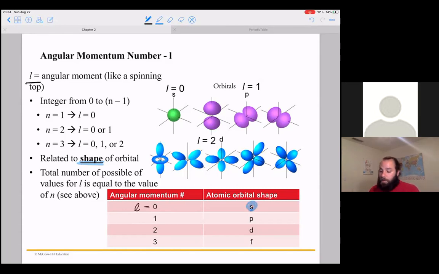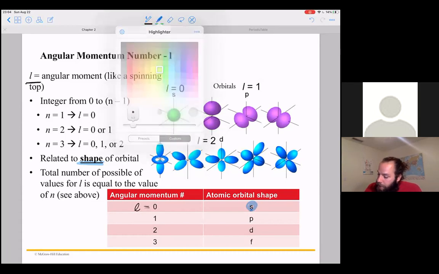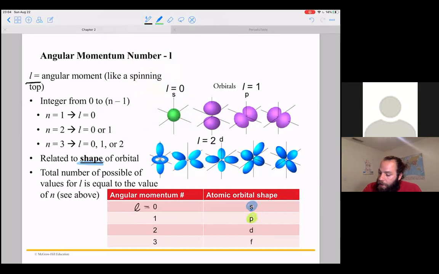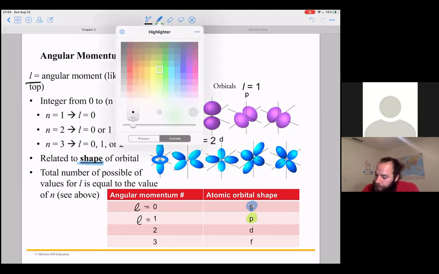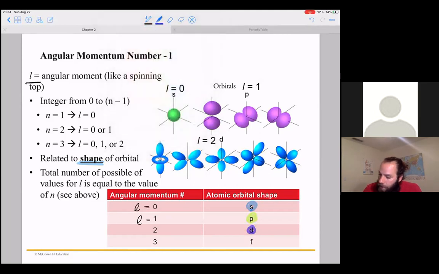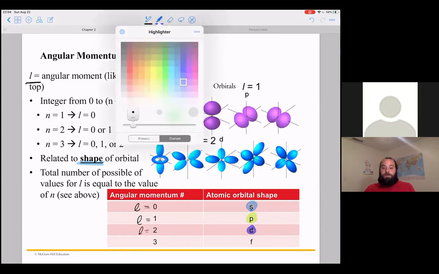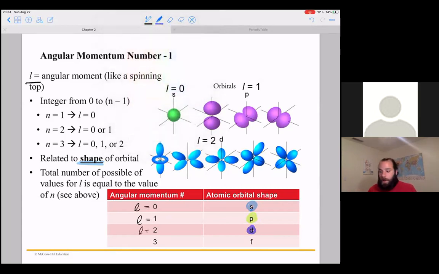L is this angular momentum quantum number. If we're talking about a peanut-shaped p orbital, that corresponds to a value of L equals 1. A d orbital, L equals 2, and then F, which we really didn't even talk about because those are the really large elements that sit at the bottom of the periodic table. That would correspond to a value of L equals 3.